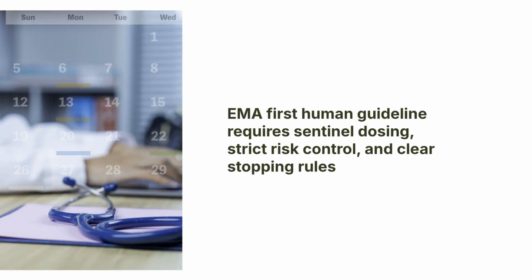The EMA First Human Guideline, Revision 1, was adopted in July 2017 and applied from February 2018. It expects careful risk control when uncertainty is high. Sentinel dosing means one subject in a cohort is dosed first. Protocols also need clear stopping rules for serious or severe reactions within a cohort.